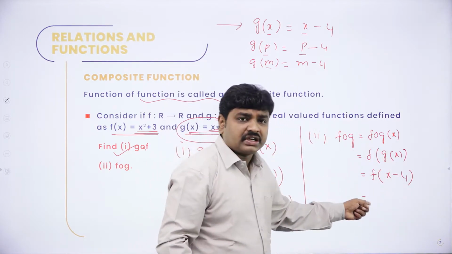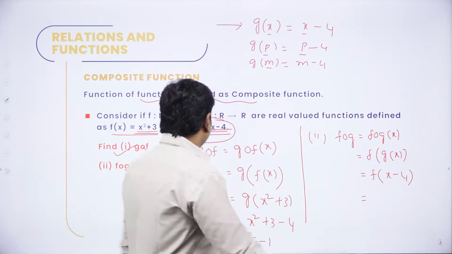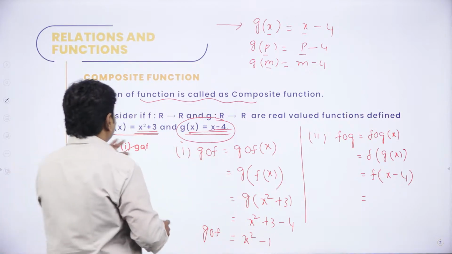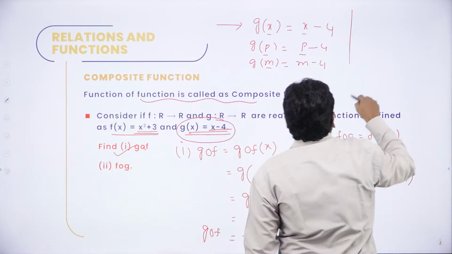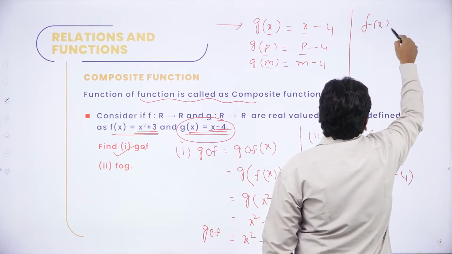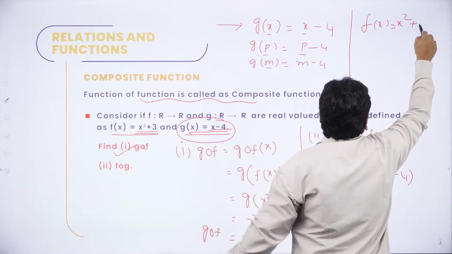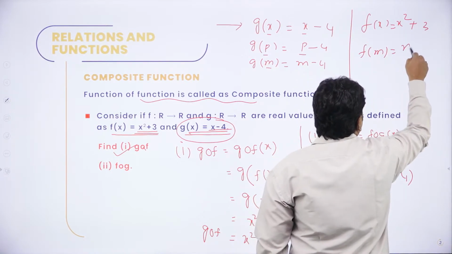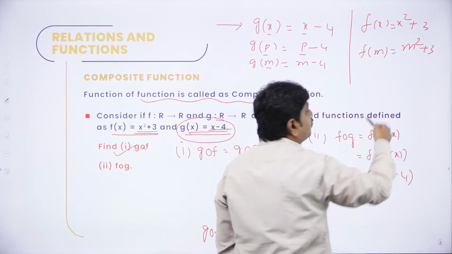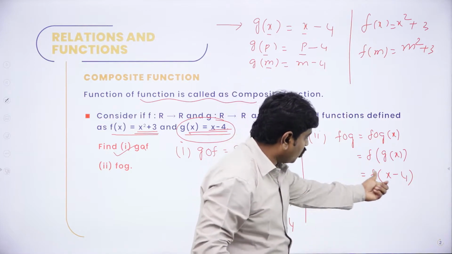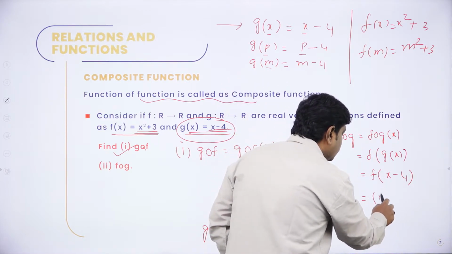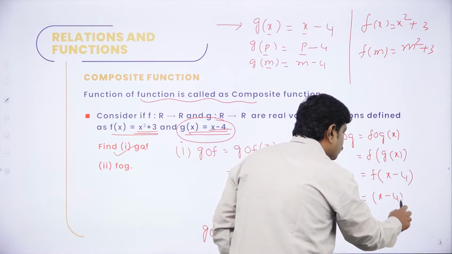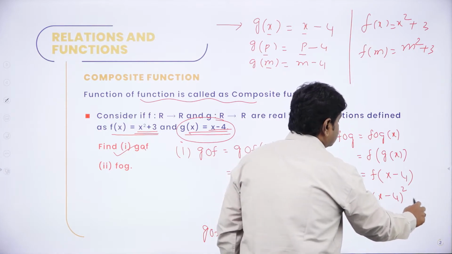Now read this: f of x minus 4. See, what is f of x? If you see, they gave f of x in the problem. What is f of x? X square plus 3. If I want f of m, in the place of x put m. It will become m square plus 3. F of this whole thing is this whole thing square plus 3. F of x minus 4 is x minus 4 whole square plus 3.